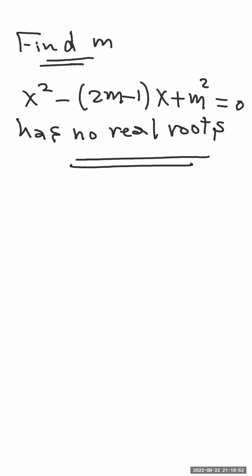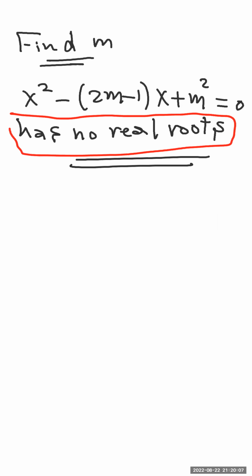So this means the discriminant is negative, right? So simply, it's given in the question that this equation has no real roots. So the discriminant, b squared minus 4ac, is smaller than 0. Okay. b squared, where is b? Of course, it's the coefficient of x. It's this one.